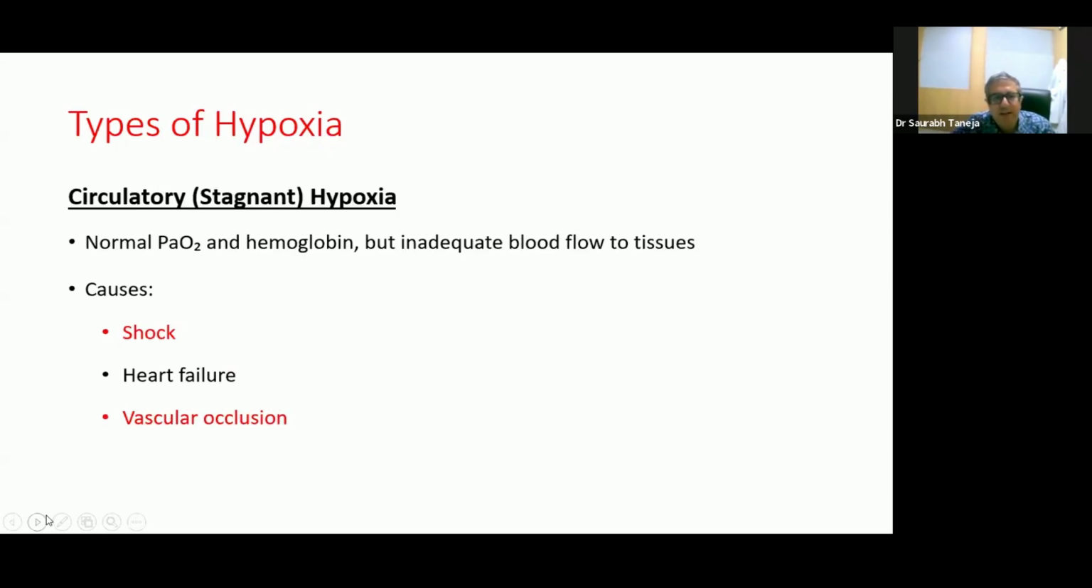Then circulatory or stagnant hypoxia. Now we know that the hemoglobin content is fine, the PaO2 is fine, the saturation is fine, so the oxygen content is fine, but there is circulatory hypoxia. The blood flow is inadequate to the tissues, and the cause can be vascular occlusion, which can be a direct occlusion to a limb or more than one limb, or shock. All of these things can lead to circulatory or stagnant hypoxia.